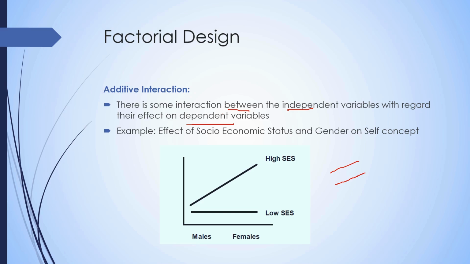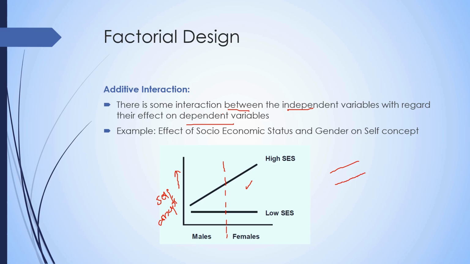Let's take the same example, effect of socioeconomic status and gender on self-concept. Here we have self-concept on the y-axis and the value will be increasing this way. So this is our male region and this is our female region. This is our line for low SES and this is our line for high SES. So what does this mean now? Here we mean that when it is low SES, the self-concept seems to be the same for male and female, not much difference in self-concept.